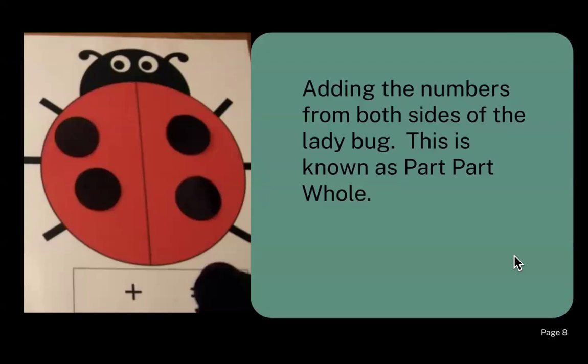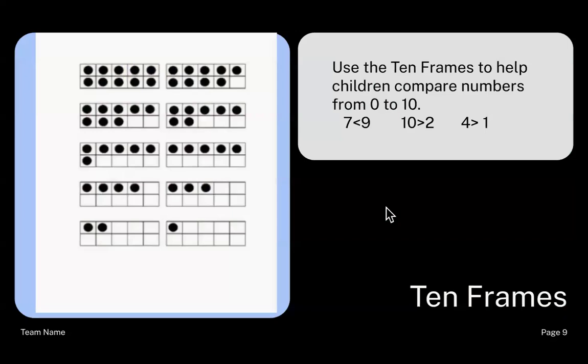I also saw ladybugs. This again is known as part whole. And what the child does is look at the ladybug form, and I made many different kinds. So for instance, 2 plus 2. Down below, they write 2 plus 2 is equal to 4. And then they can check by counting. So you have some of those that I hope will help students to understand it a little bit better.